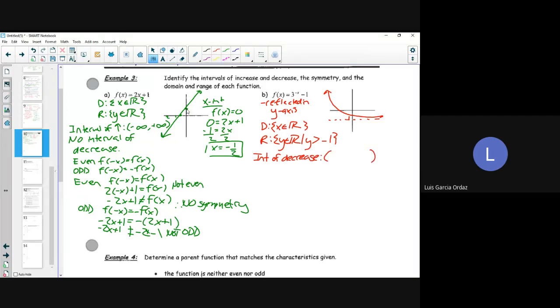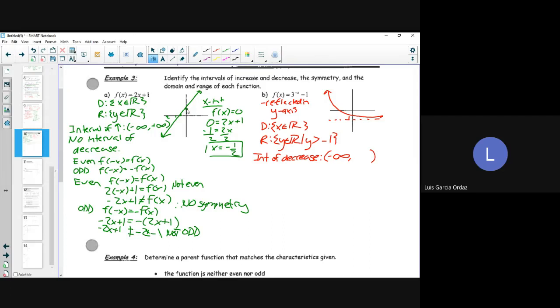Negative 1 open bracket. No, we have to remember the intervals of decrease and increase are just about the domain, not the actual y value. So it keeps decreasing from negative infinity all the way to positive infinity.